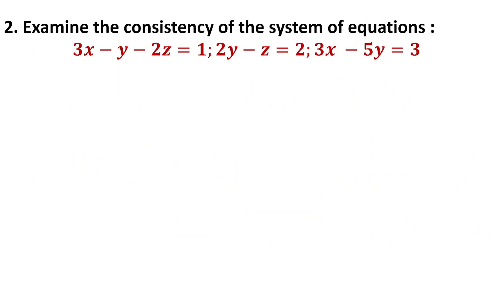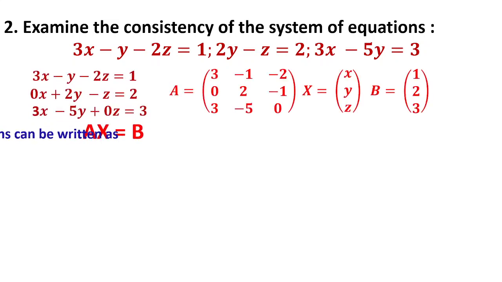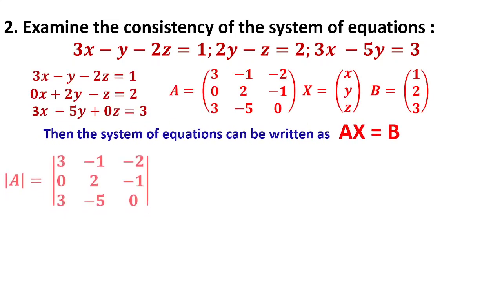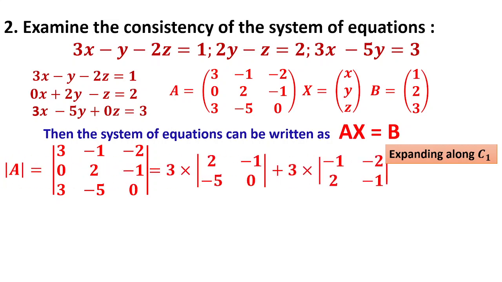Well, let us go to the next question. Examine the consistency of the following system. It is a 3 cross 3. I am taking it once again and writing it as AX is equal to B. I am finding determinant A, expanding along C1. Why am I expanding with respect to C1? Because there is a 0 waiting there. Therefore, 3 into 2 cross 2, again plus 3 into 2 cross 2, because 0 into something, no need to write. Don't be surprised that I have written only 2 terms.